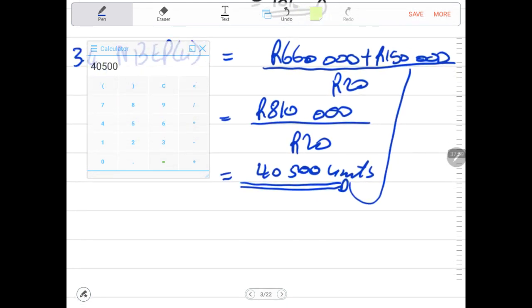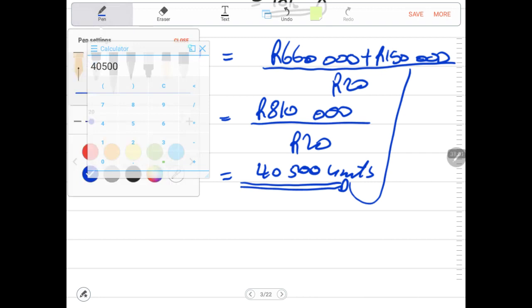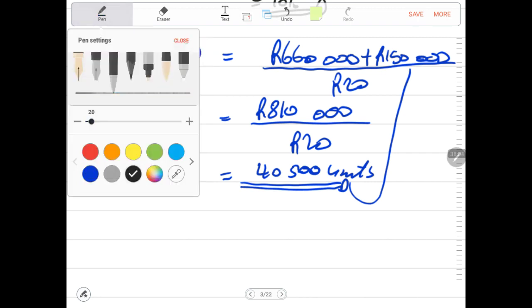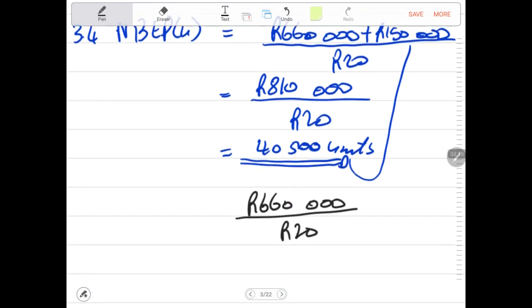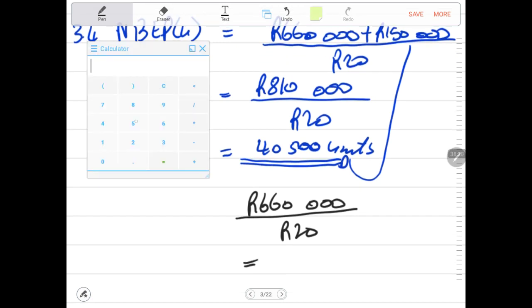And at the same time, if we ignore the net profit, or the question requires us not to take into account the net profit, that will mean it will be 660,000 rands, and we divide this by 20. So now that means our new break-even point could have been 660,000 rands divided by 20 rand, which therefore means it will be 33,000 units. So now depending on what you are required to do.